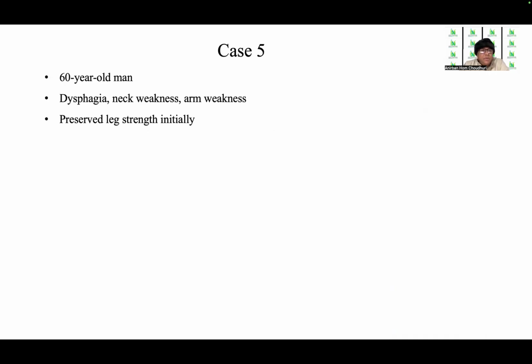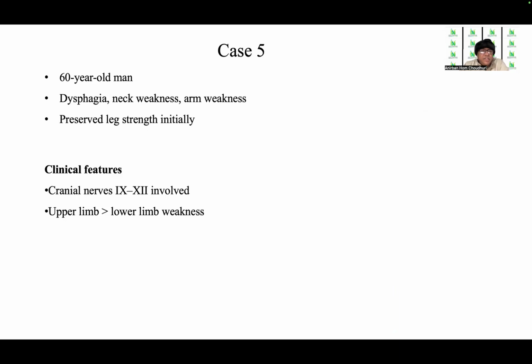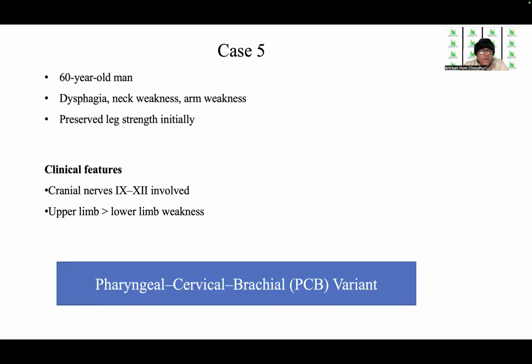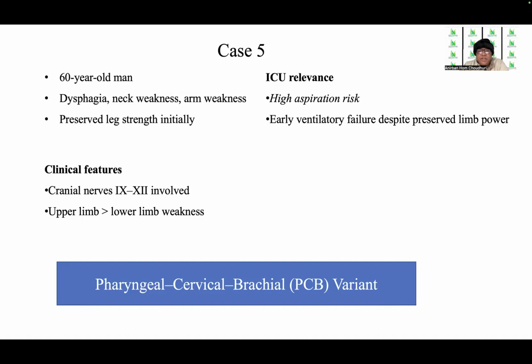Case 5, we are going to a 60-year-old man who is having dysphagia, neck weakness, and arm weakness with preserved leg strength initially. The clinical features show cranial nerve involvement from 9 to 12. The upper limb weakness is more than the lower limb weakness. Now, this occurs in pharyngeal cervical brachial variant of GBS, which is also called the PCB variant.